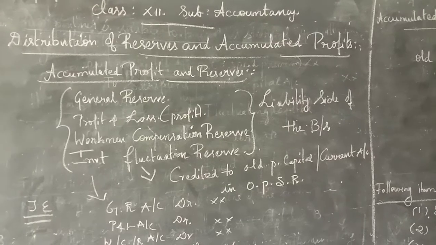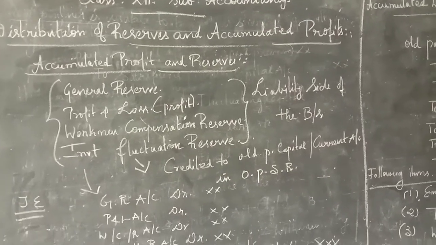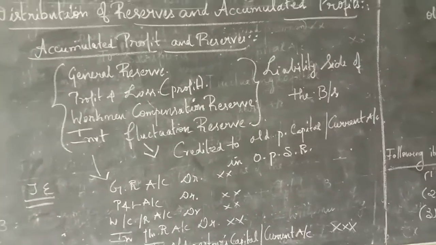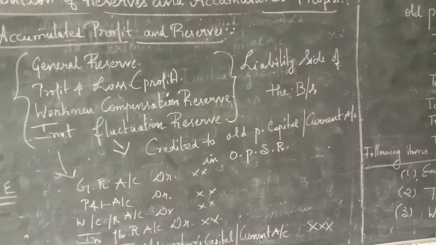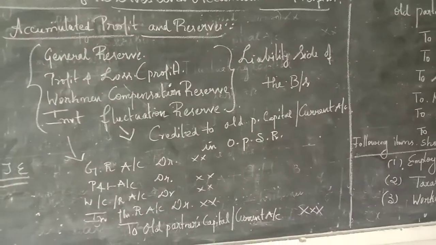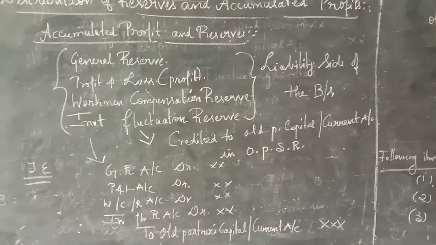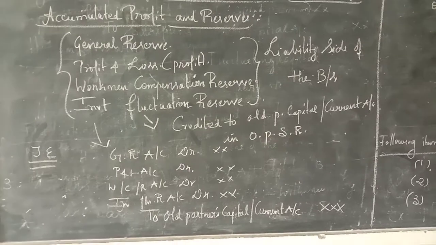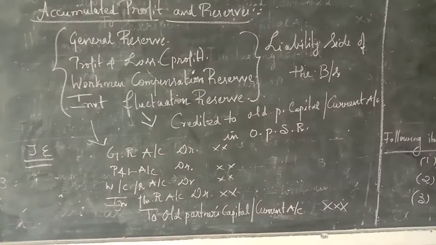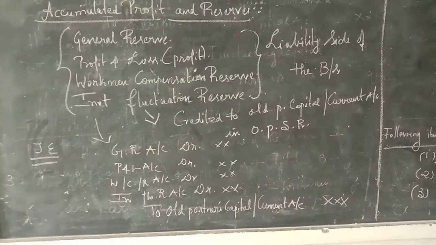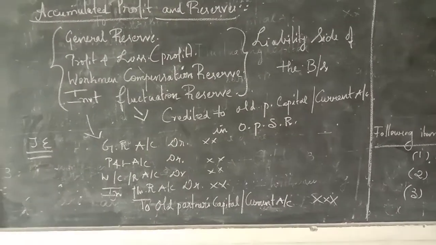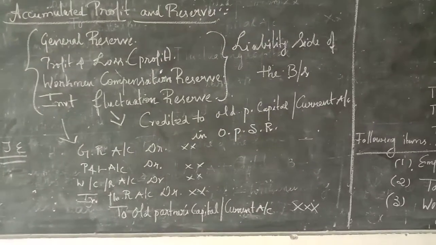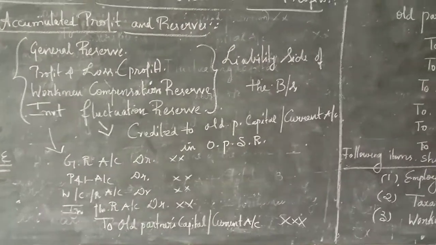So next we are going to see how to distribute the reserves and accumulated profit. We already know what the accumulated profit and reserves are: these items appear on the liability side of the balance sheet. Some of the items are general reserve, profit and loss, that is the accumulated profit, workmen compensation reserve and investment fluctuation reserve. So these are all the accumulated profit and reserves, and these items appear on the liability side of the balance sheet.